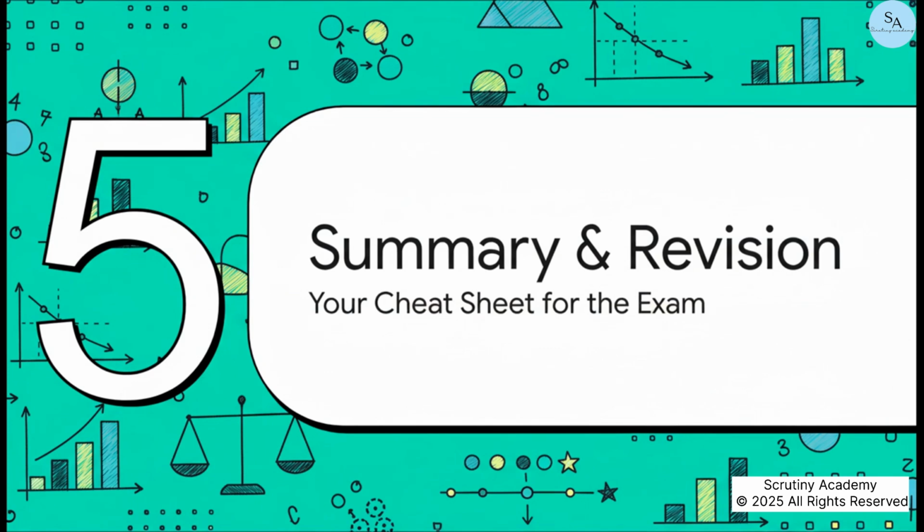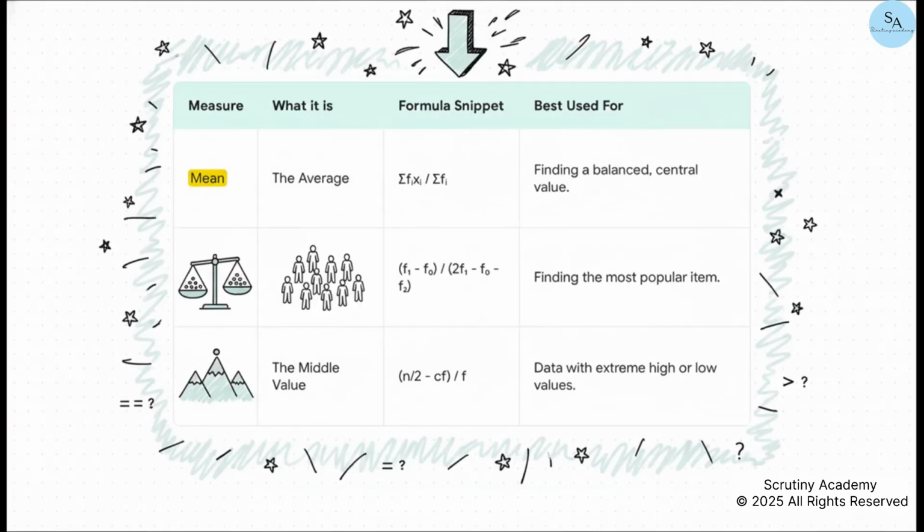Wow, fantastic work! We have officially covered all 3 measures of central tendency. Now, let's bring it all together on one super powerful summary slide. This is going to be your ultimate cheat sheet for revision. Seriously, pause and screenshot this slide right now. It's perfect for that last-minute revision before your exam. It tells you exactly what each measure is, gives you the core idea behind the formula, and, this is the most important part, tells you when to use each one. Understanding that is absolutely key.